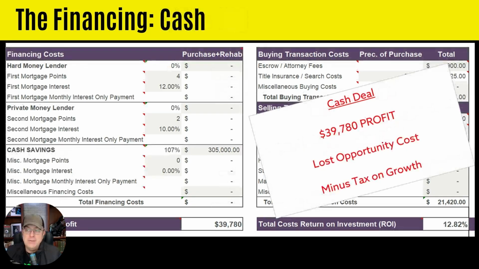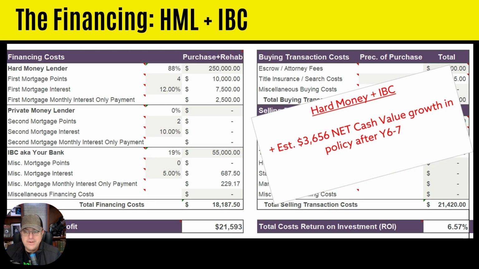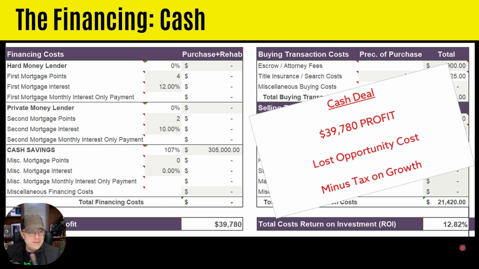Now, a lot of people say, well, cash is king. I can pay cash and make a lot more money. Well, that's true. Because previously he made $21,005, but if you paid cash, now you see at the bottom here, he's up to $39,000 and change. It's quite a bit more. This is your taxable burden, though. So you have lost opportunity costs, which you have to consider, plus your taxable burden, which you have to consider. So your profit was $39,700.